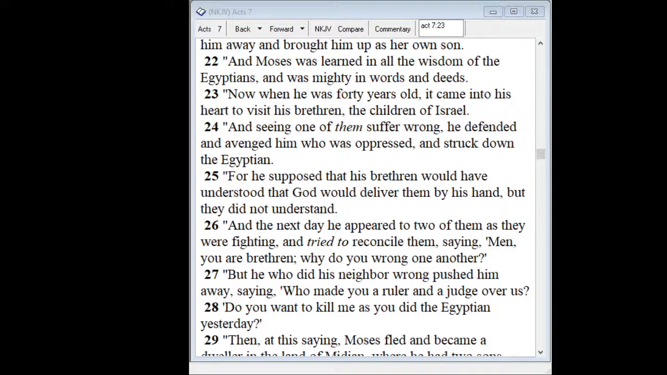And this is where in verse 22 it says, Moses was learned in all the wisdom of the Egyptians and was mighty in words and deeds. Now when he was 40 years old, look at this, it came to his heart to visit his brethren, the children of Israel. So right away we have an indication here that at 40 he knew for certain he was a Hebrew. So there's no question that he knew he was a Hebrew. Maybe the question might be that he was not sure as to how long.